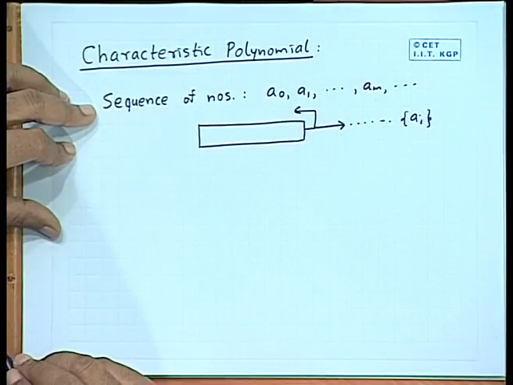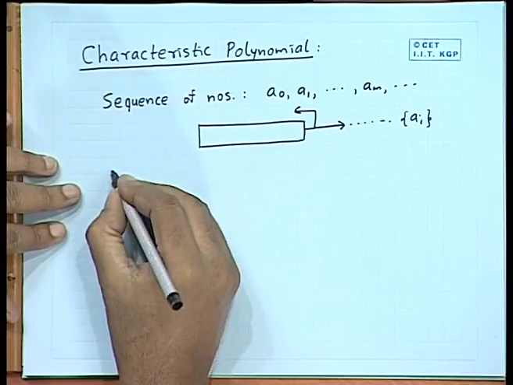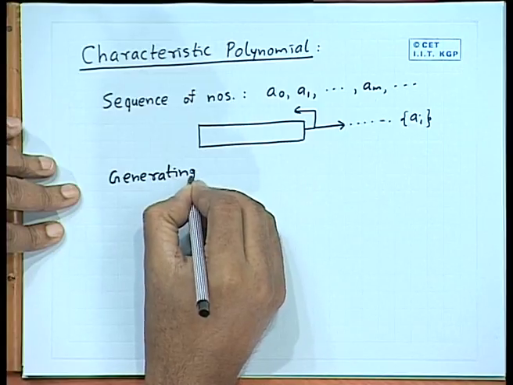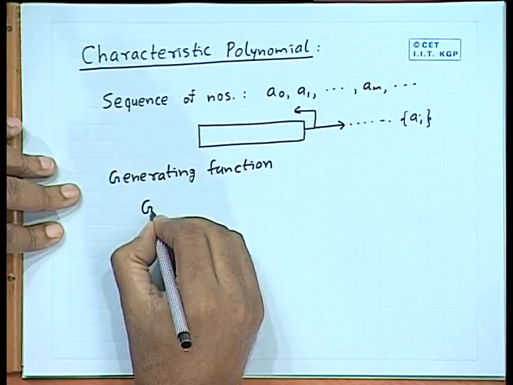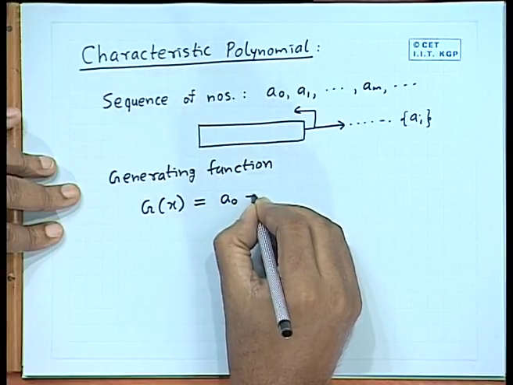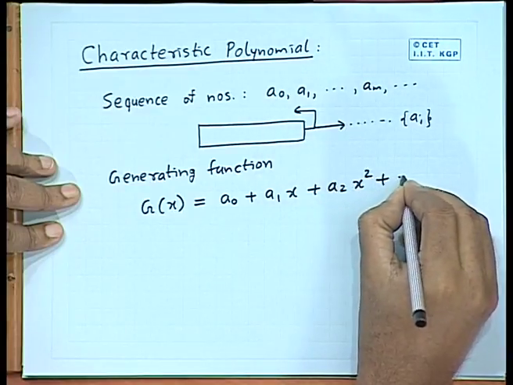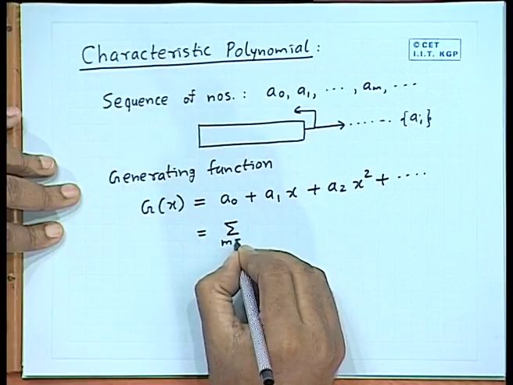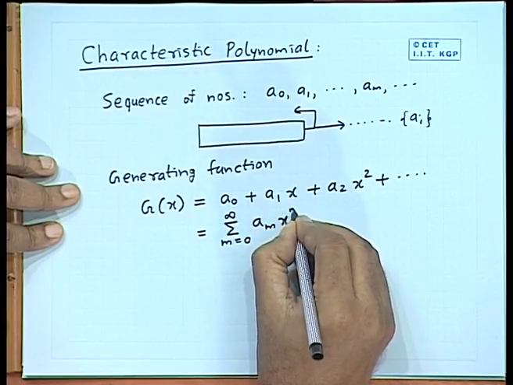Now, given a sequence of numbers like this, a0 to am, we can define a generating function. The generating function can be defined as a polynomial in some variable x. So, this will be a0 plus a1x plus a2x squared and so on. This you can write in closed form as the sum over m equal to 0 to infinity of am x to the power m.